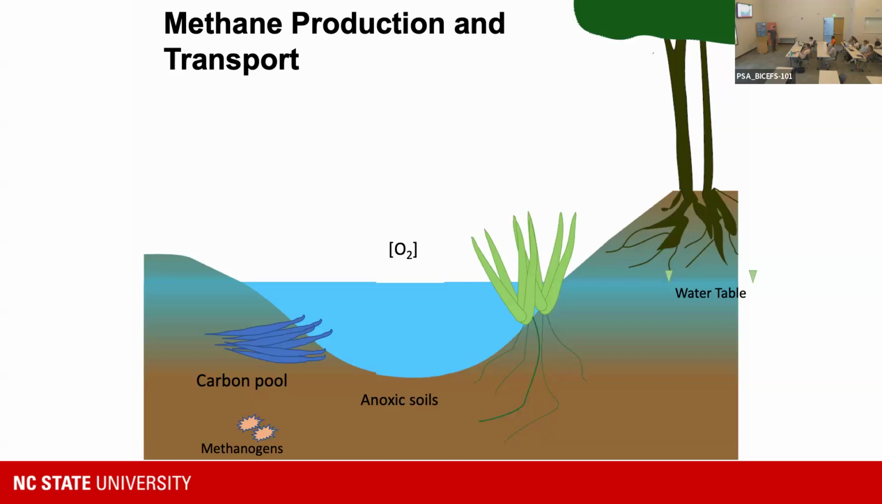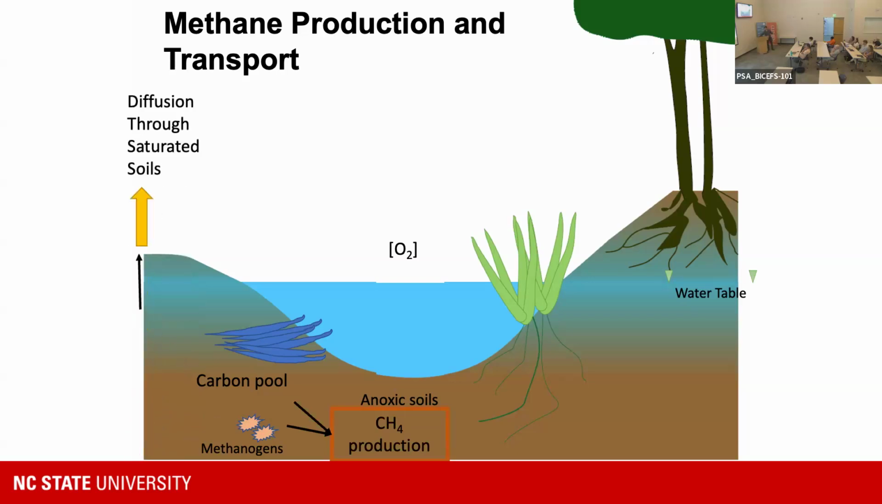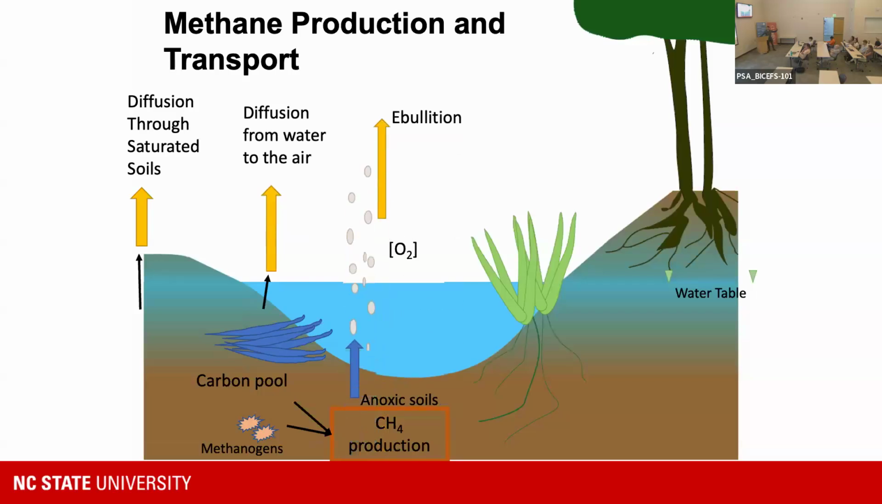However, those same conditions that restrict the CO2 release to the atmosphere also are producing methane. So methanogens thrive in those anaerobic or anoxic conditions, and they produce methane that is stored in the sediments of wetlands. That methane can then be transported to the atmosphere via diffusion through saturated soils, or it can also be diffused to the water and from the water to the soil, or it can also be transported via ebullition. So bubbles that form at the pore waters and then they are just released once they hit a critical pressure.